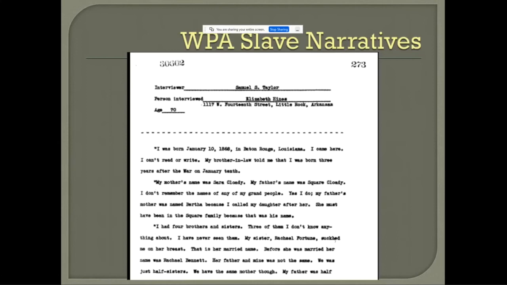I have 4 brothers and sisters. 3 of them I don't know anything about. I've never seen them. My sister, Rachel Fortune, suckled me on her breast. That is her married name. Before she was married, her name was Rachel Bennett. Her father and mine was not the same. We was just half-sisters. So she's got an older half-sister who nursed her. We have the same mother, though.